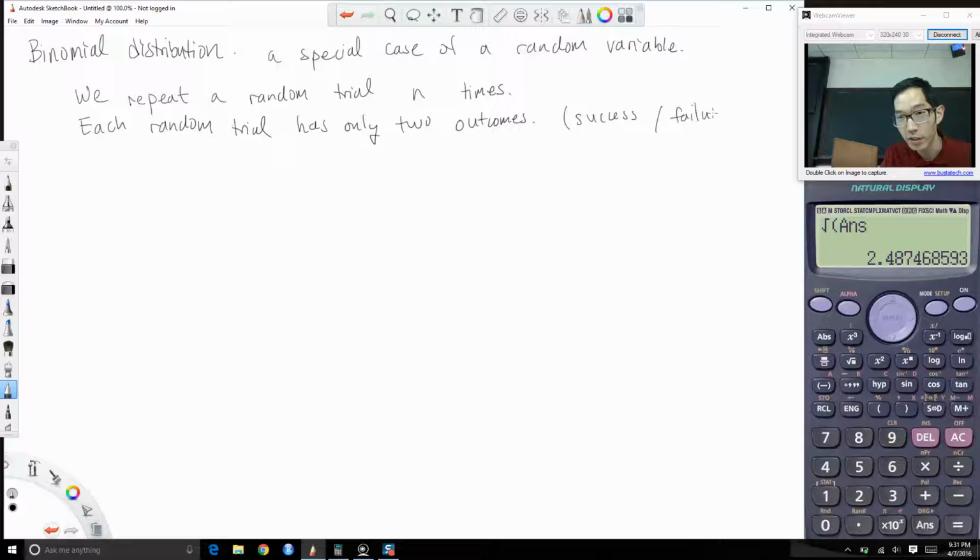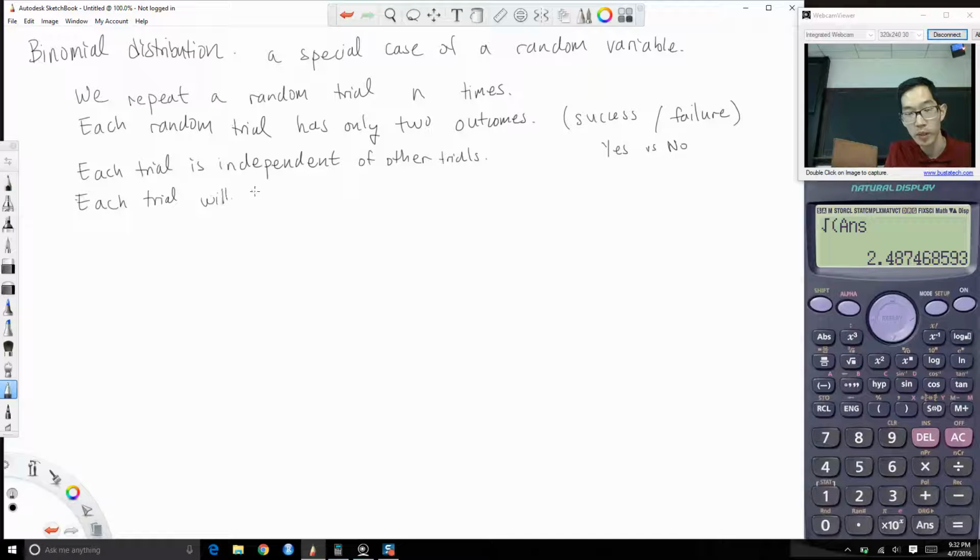Now in life we associate success and failure with good and bad things, but it's really just, did something happen, yes or no? So it's probably better to just say yes versus no, but in the literature we've labeled them success or failure. Each trial is independent of the other trials. What does it mean to be independent? Each trial is independent of other trials, and the effect of that is that each trial will have the same probability of success p.